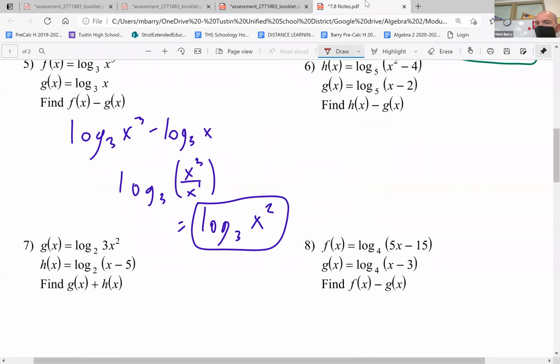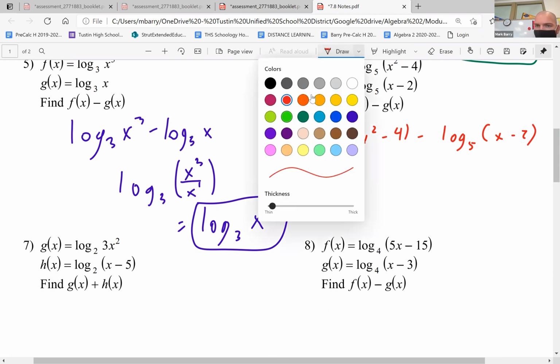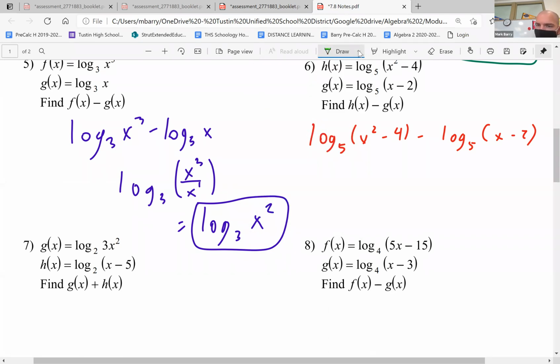All right, so number 6, pretty similar here. We have log base 5 of x squared minus 4 minus log base 5 of x minus 2. So again, just like number 5, we have subtraction of separate logs, which means we can condense it inside of one log. And now it's going to be dividing.